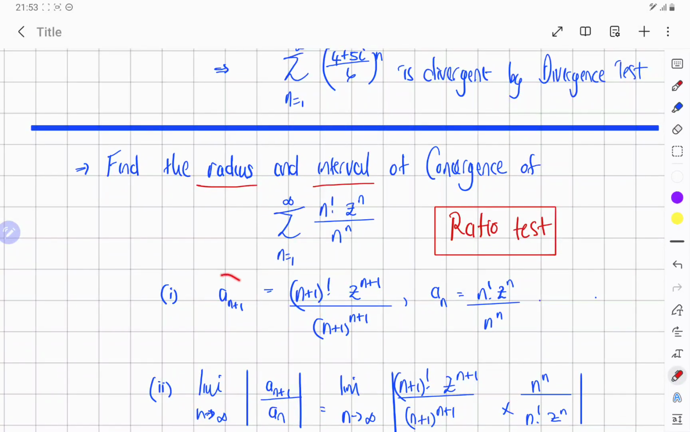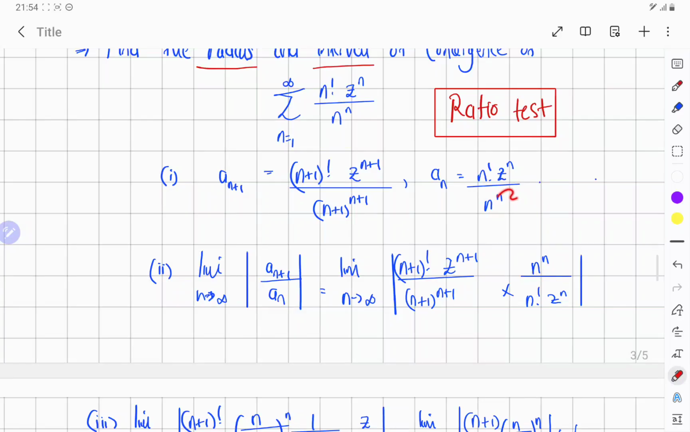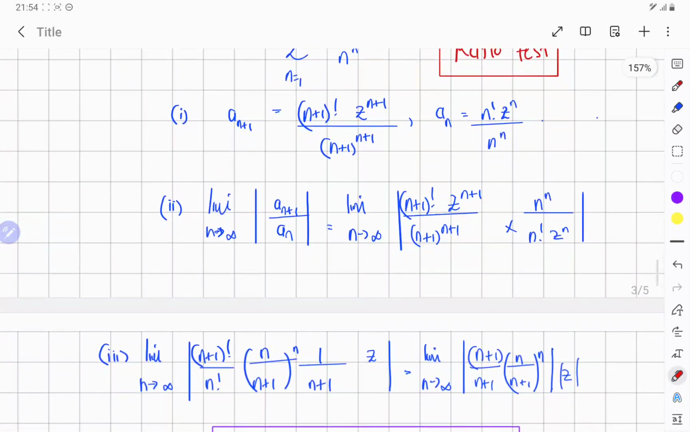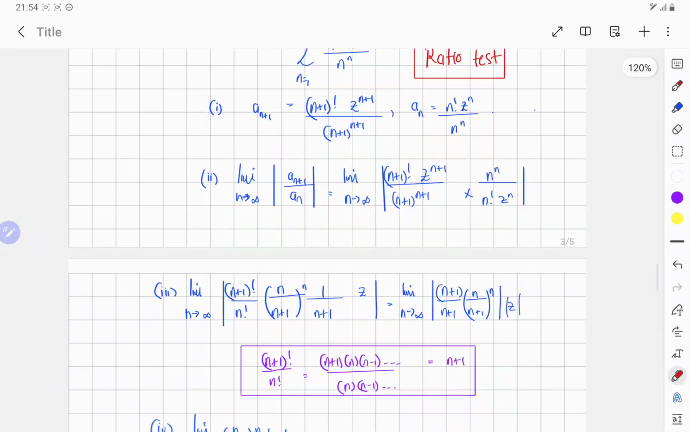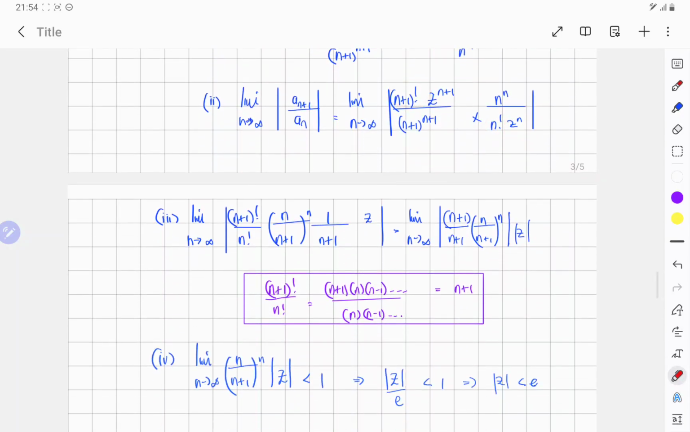So let's do our a_(n+1). We will replace all our n's with n plus 1. And then there's our a_n. Now what am I going to do? Because I divide by a fraction, I tip and times. And I hope you're all familiar with the term tip and times from school. Now we have the same situation here as before. We are going to have (n+1) factorial over n factorial.